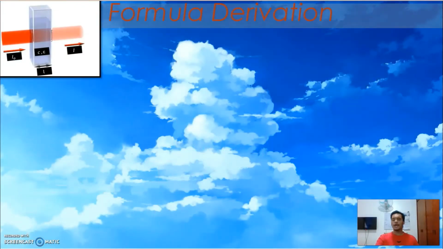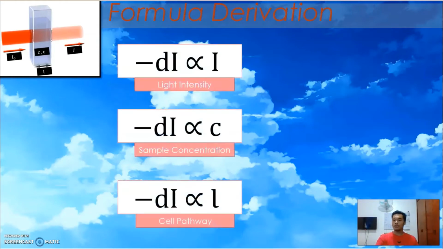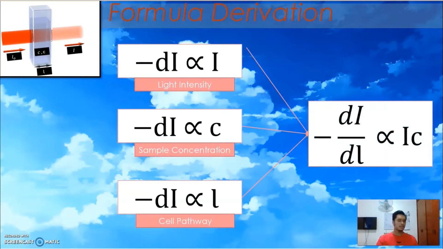Therefore, how will we be able to combine all three for a great mathematical expression? Well, we have all three observations. When we combine them all, we have this. The change of light intensity with respect to the cell pathway is directly proportional to the light intensity aftermath times the concentration. The negative sign on the left side of the equation represents the decreasing rate of change of light intensity.